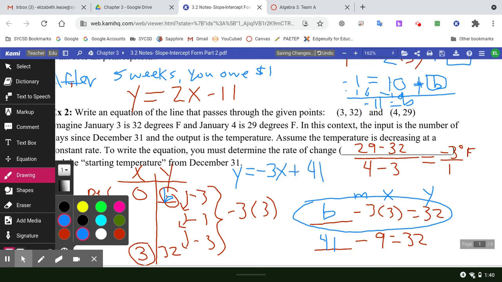I also could have used the other data point I was given. After 4 days, the temperature would have decreased by 12 degrees. And that means my starting temperature minus 12 would equal 29. Well, this value still has to be 41 degrees for this to work.